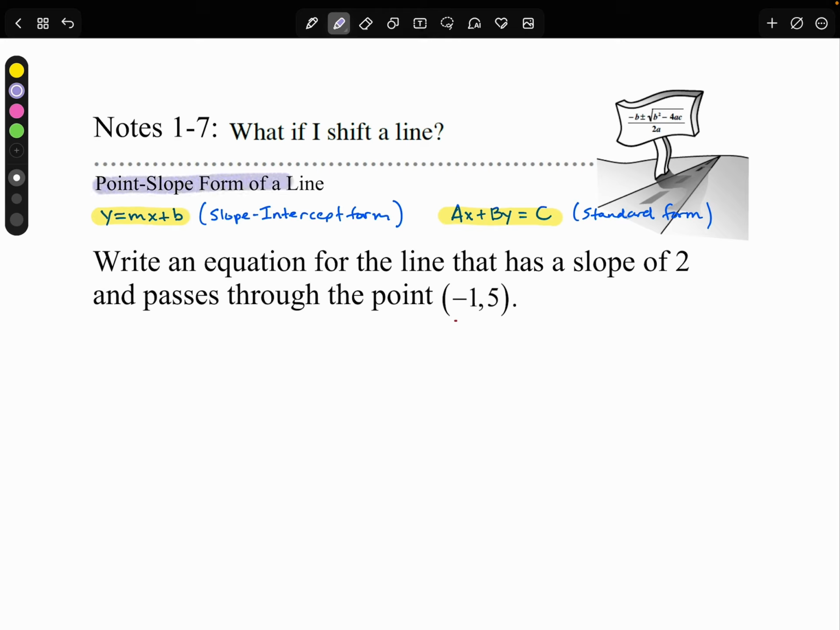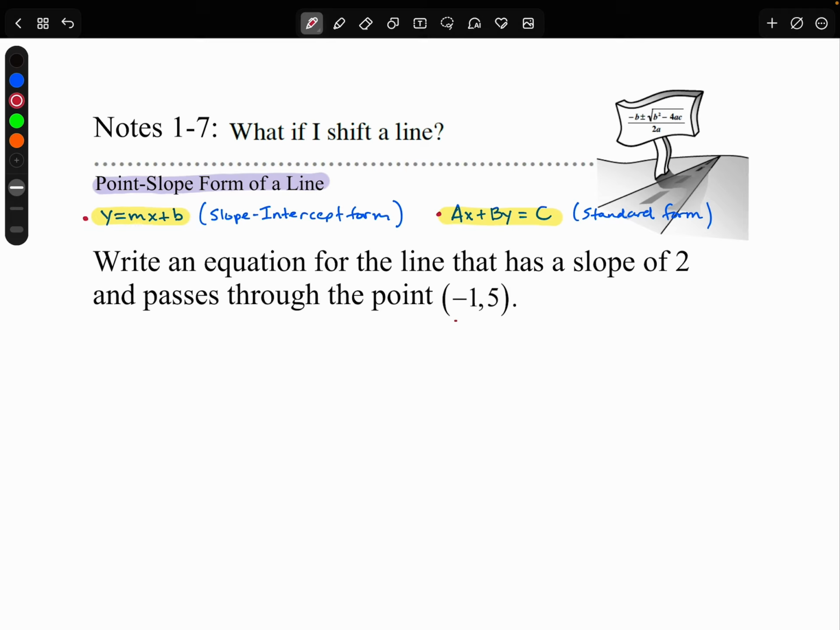Welcome to the notes for 1-7. Today we are going to talk about point-slope form of a line. In the past, you've talked about several other forms of linear equations, one being slope-intercept form, y equals mx plus b. Another one should have been standard form, ax plus by equals c. Today you're going to learn about a third one, and it's not any more complicated.